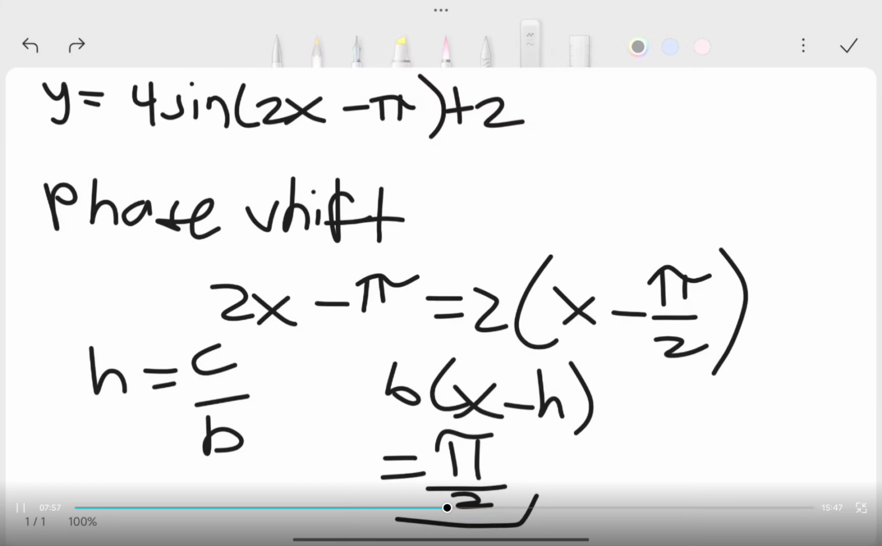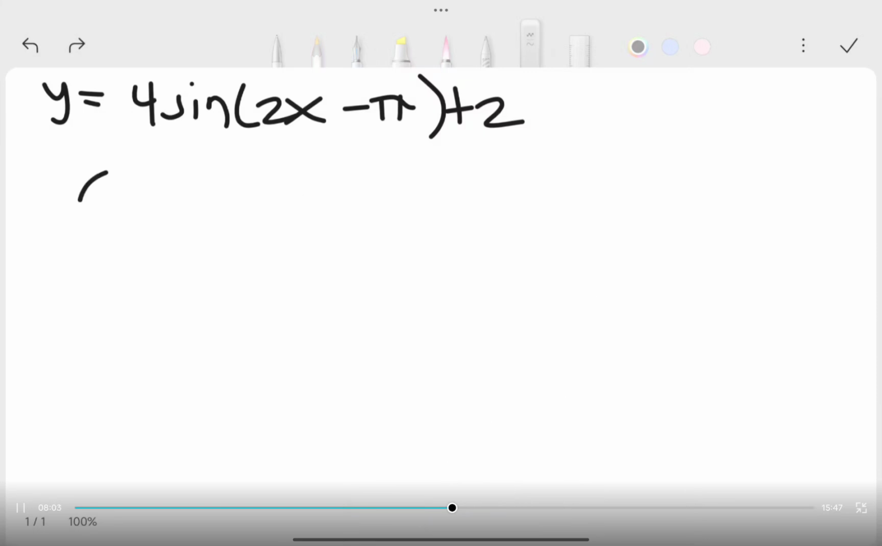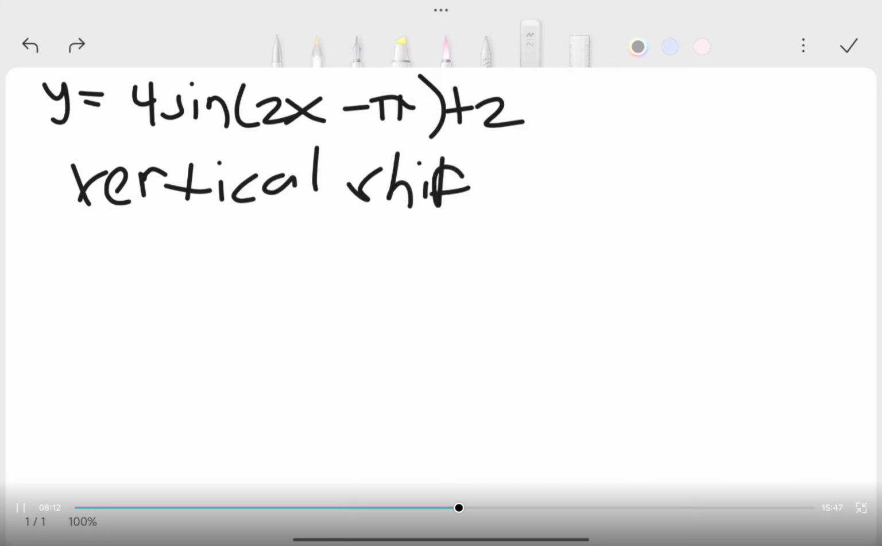So the graph shifts right by pi over 2. Next is the vertical shift or the midline. The vertical shift is positive 2, so y is equal to positive 2. So the midline is y equals 2.